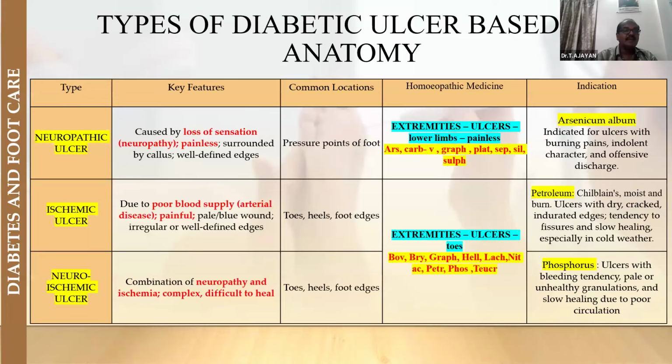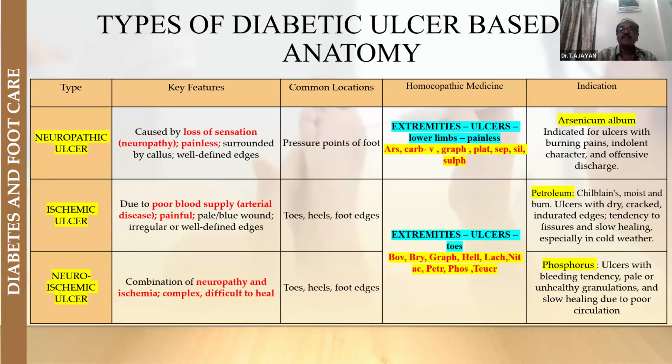Then the last slide is neuropathic ulcer. You remember Arsenicum album, Carbo vegetabilis, Graphites, Platina, Sepia, Silicea and Sulphur. These are the drugs collectively, and in my practice these are the drugs helpful to manage neuropathic ulcer. For ischemic ulcer, as well as neuro-ischemic ulcer, just remember Bovista, Graphites, Helleborus, Lachesis, Nitric acid, Petroleum, Phosphorus and Tarentula cubensis.